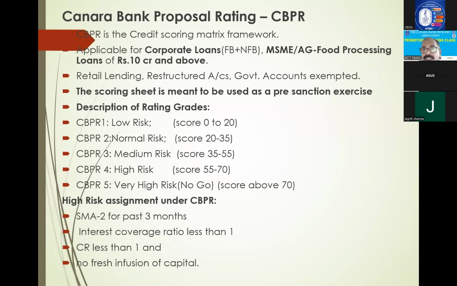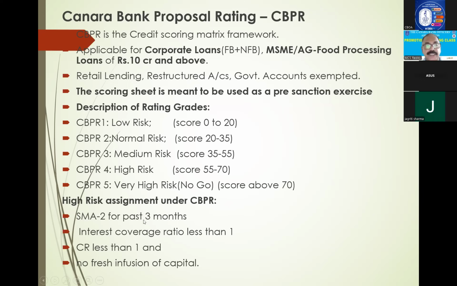And the scoring sheet is meant to be used as a pre-sanction exercise. Here the description of ratings is given. CBPR 1, it is low risk, and scores are also given. With the points only, I will not go. Only thing is CBPR 5, it is very high risk or no go. No go rated. This we will study. Next, high risk parameters are also given.